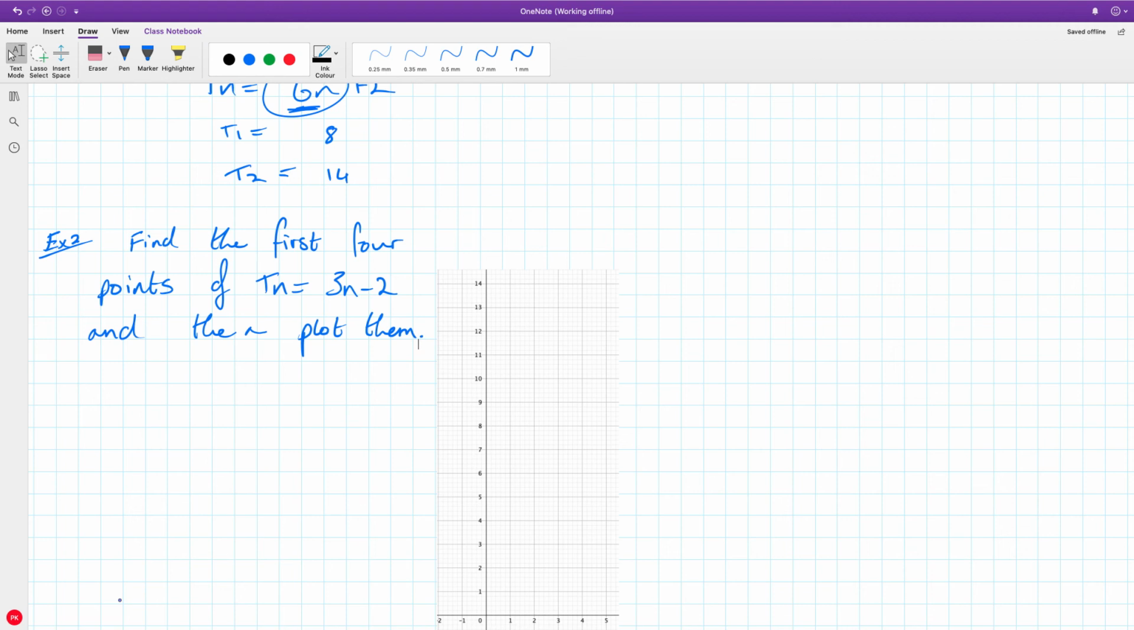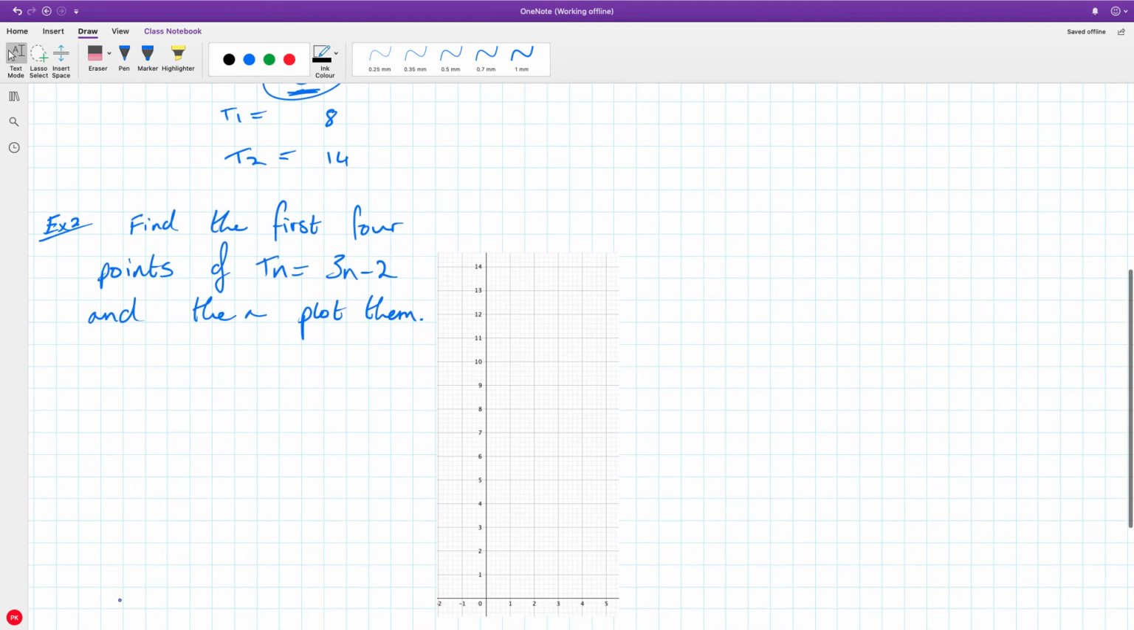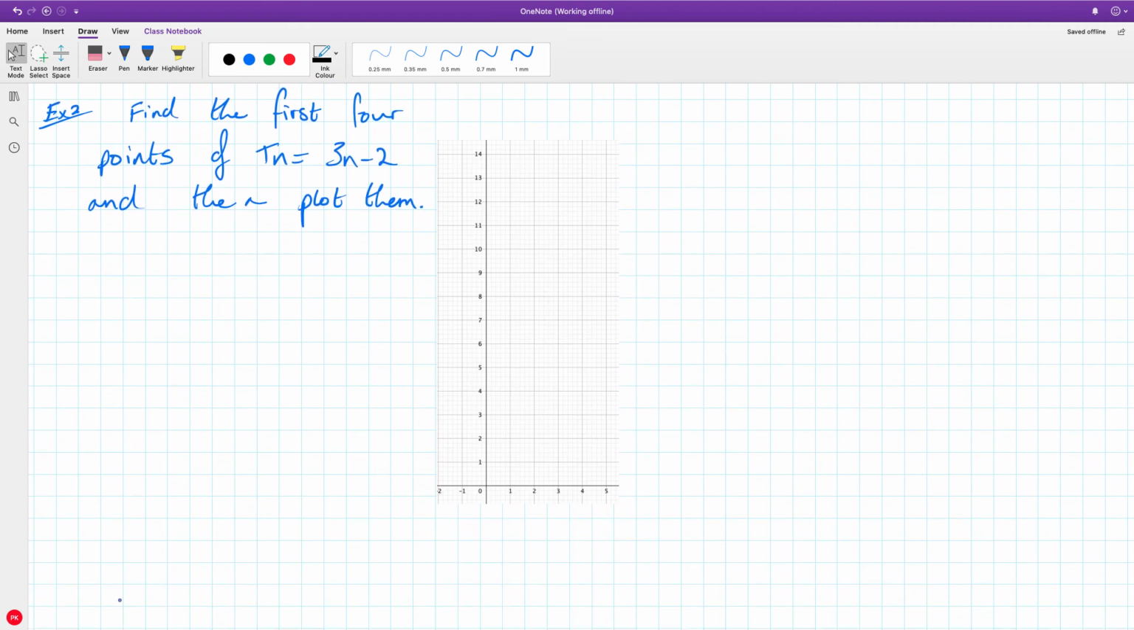Right, so let's have a little look at it then. We get T1 first of all. So T1, 3n minus 2. So that's 3 times 1 minus 2, which is 1. So our first point is 1, 1, isn't it?